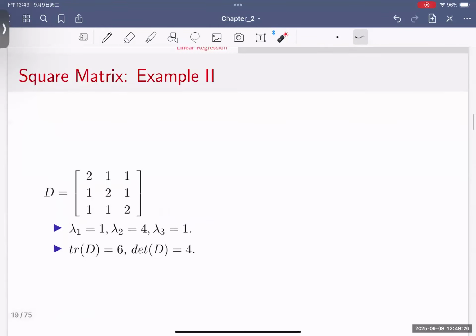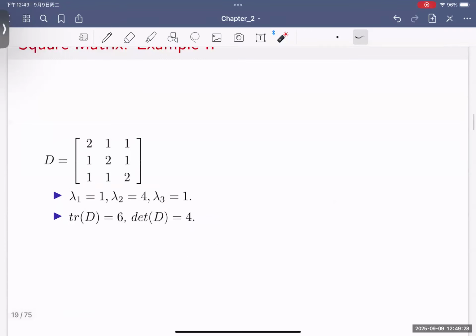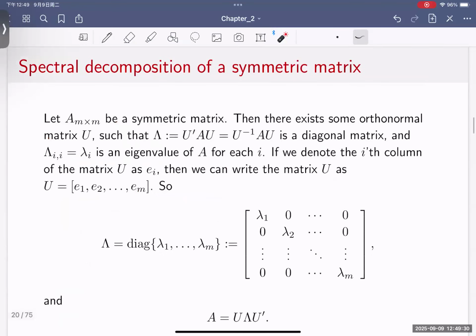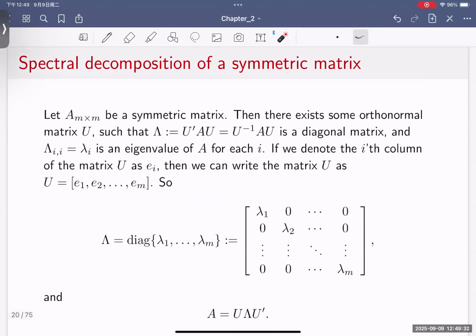Maybe we can go to another page. Sometimes we want to build more connection between our matrix and the eigenvalue, because the eigenvalue is just defined by A times x equals lambda x, but it's not clear how we could use lambda to represent our matrix A. But there is some special case.